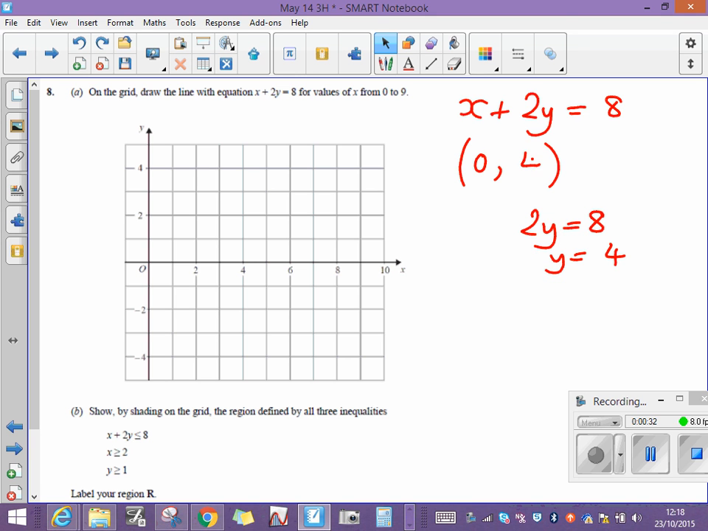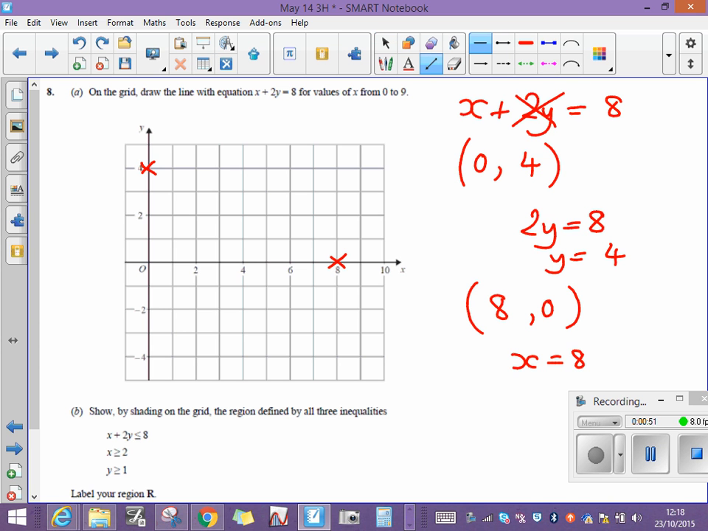Now that means that my line is going to go through the point 0, 4. So let's just plot it there. If I now look at what happens when y is 0, so if the y coordinate is 0, this bit has now gone, and I'm left with x equals 8. So the line also goes through the point 8, 0, which is there. And I can now draw the straight line that goes from this point here to this point here, and beyond as well. Okay, let's make it as big as we can.